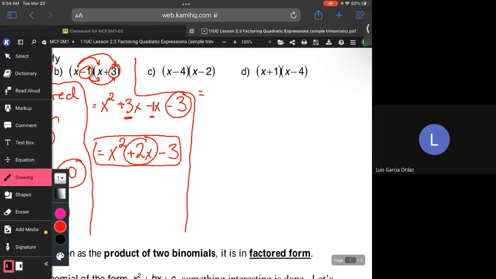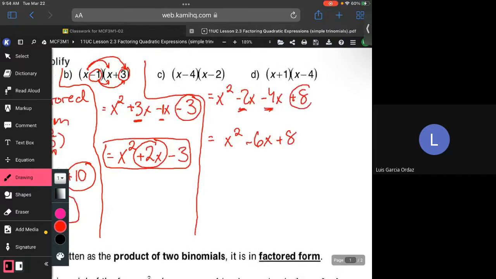X squared, minus 2x minus 4x plus 8, and the negative 2 and negative 4 are in the brackets. When you add them together, you get minus 6x plus 8. As you can see here, negative 2 and negative 4, when you multiply them together, give you positive 8. However, why is that important?